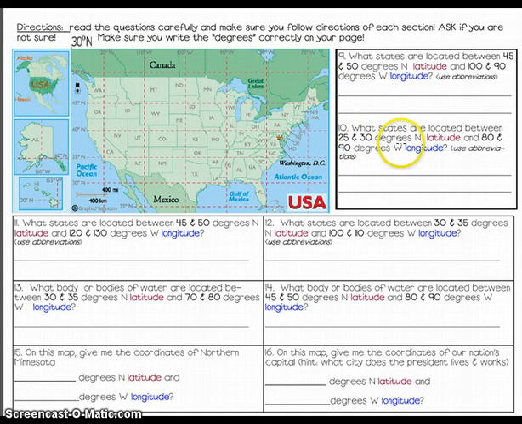Number 10, what states are located between 25 and 30 degrees north latitude and 80 and 90 degrees west longitude? Use abbreviations.